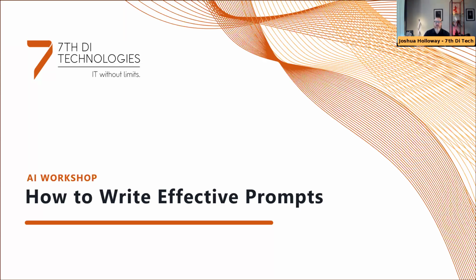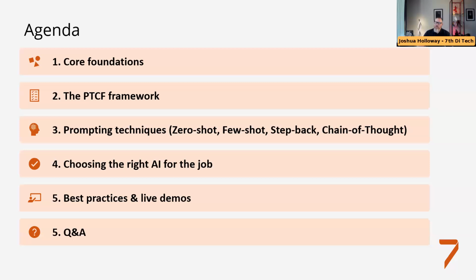All right, so for today's agenda, we're going to go over a couple of quick core foundations for utilizing AI. We'll talk about more than just ChatGPT. We'll get into a framework, and the first framework to help everybody write prompts is the PTCF. Then based off of that, we'll give you a couple other techniques: zero shot, few shot, step back, and chain of thought. These are items we'll definitely talk about, and then we're going to demo them live for you real quick, just so you can see it.